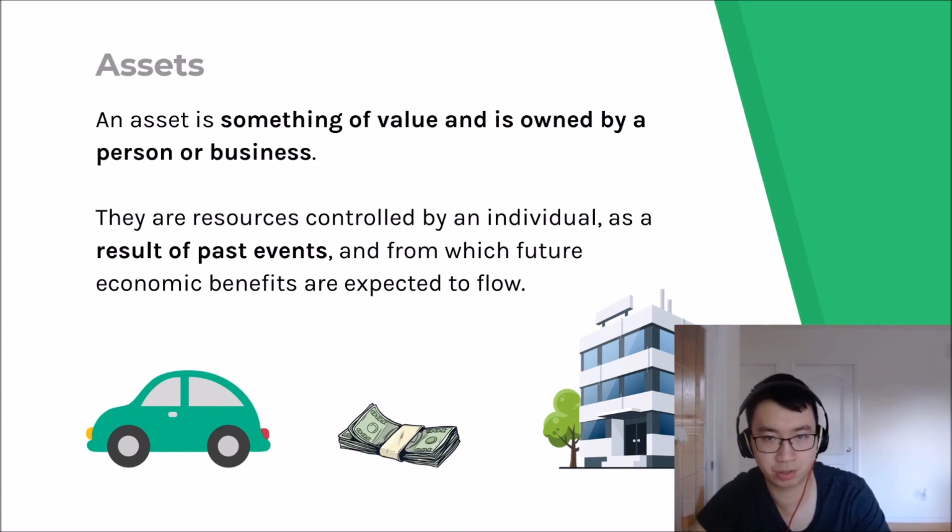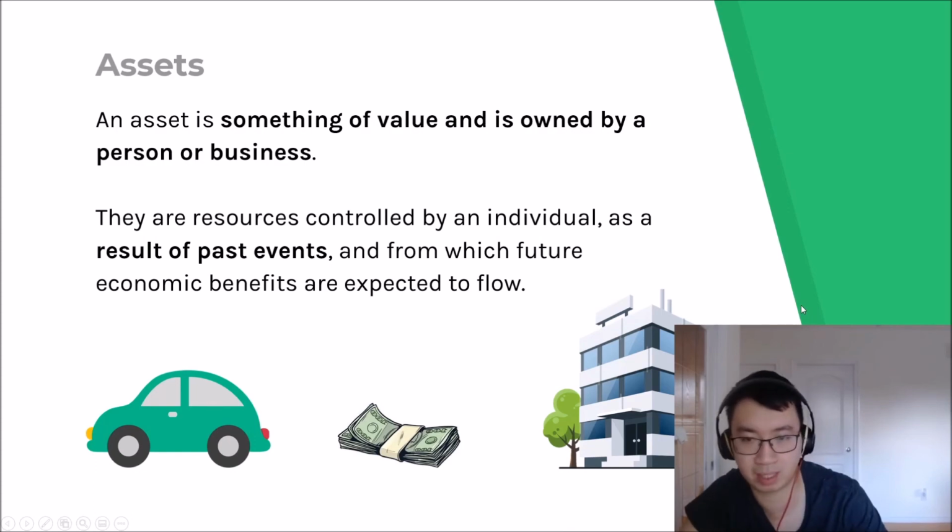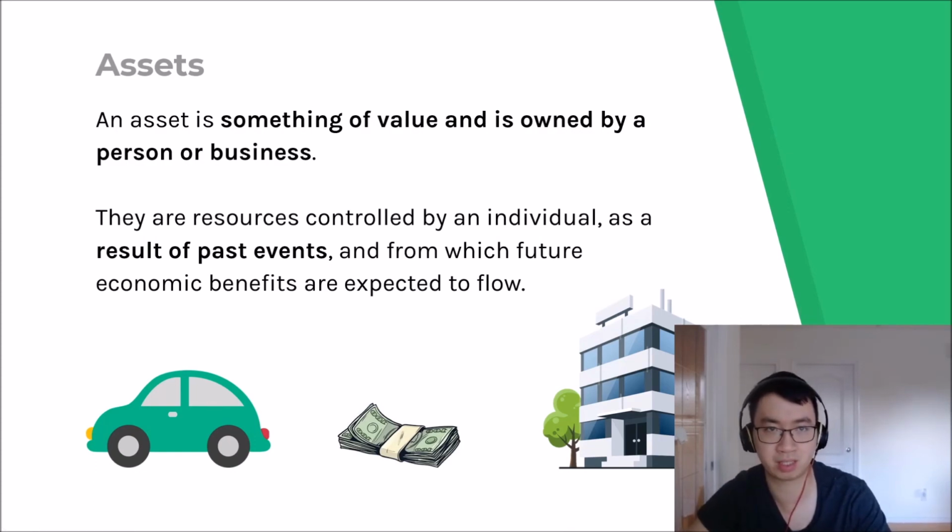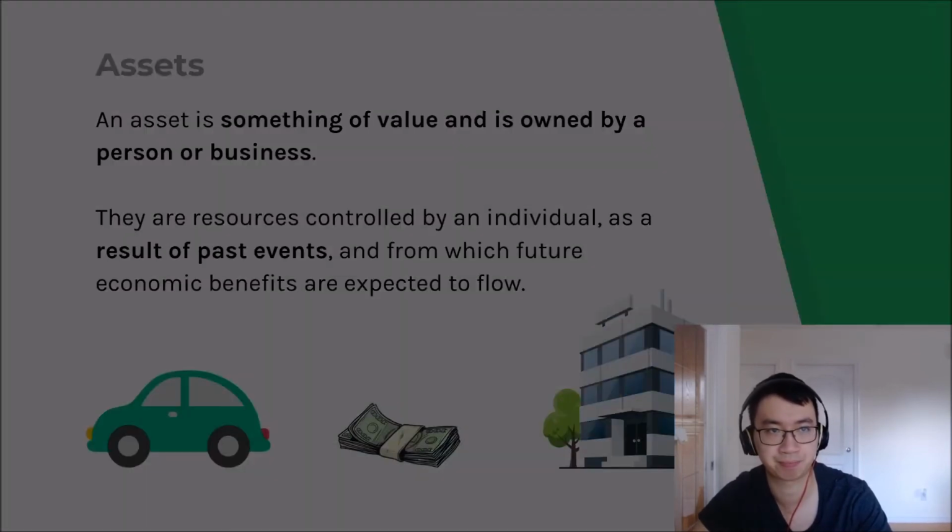They are resources controlled by an individual or business as a result of past events, and there's going to be some future economic benefits. So in this case, we have cash, vehicles, building. These are all examples of potential things that a business can own, and it can drive future value because you can use the car to go to a client's place or to do deliveries, and you can own a building because that's where you work and that's where you're going to create a lot of value for your customers.